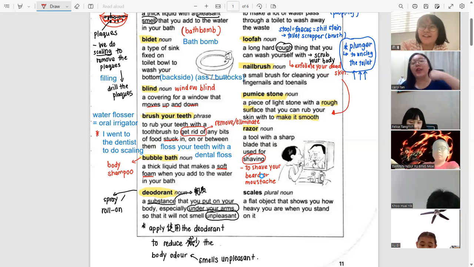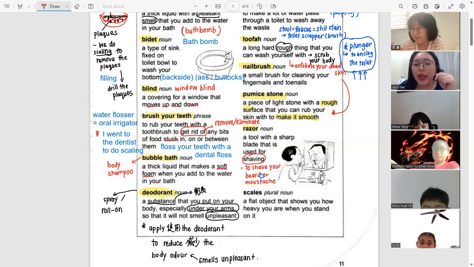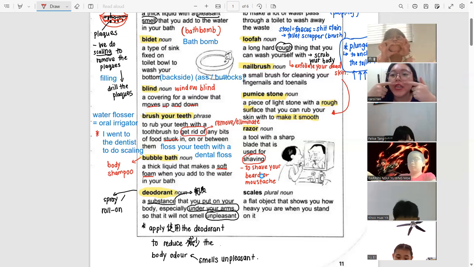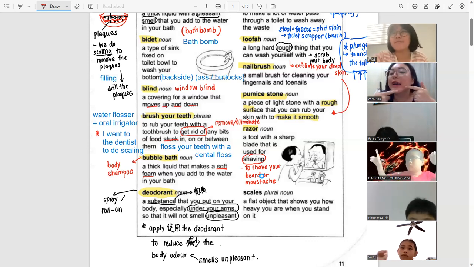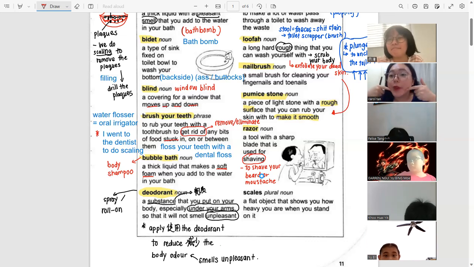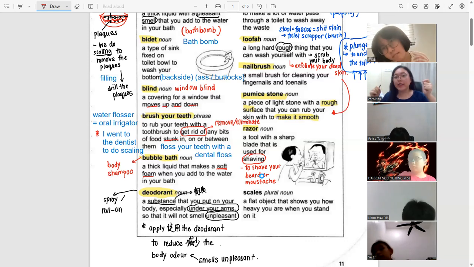So, okay, where is your beard? Your beard and mustache. Mustache is over here. Can you all see it? Mustache is over here. And then beard is over here, down there. Understand? Over here is your beard. And up there is your mustache. Understand?